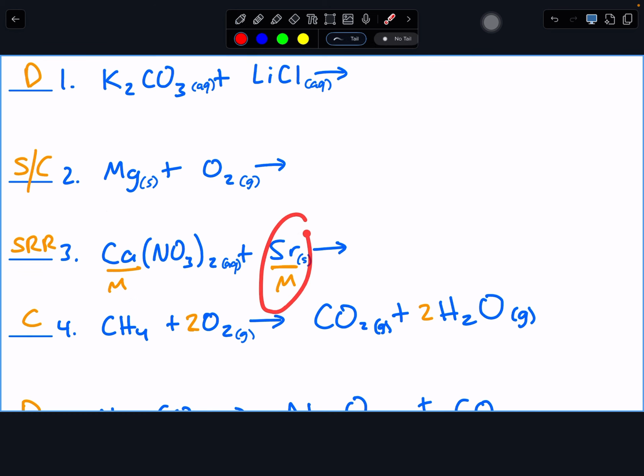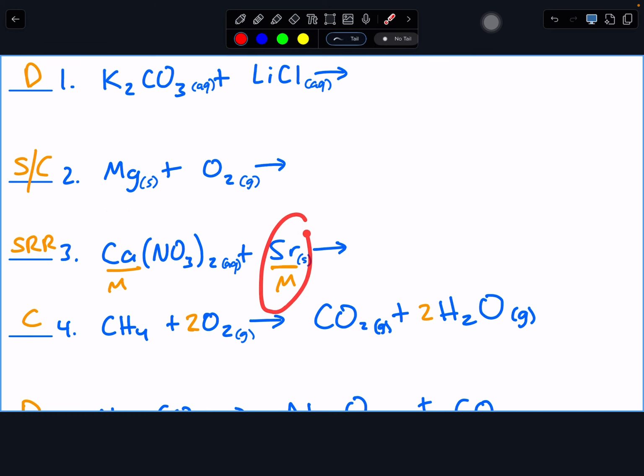And then what's the state of matter here? Aqueous, because NO3 is soluble. And what's the state of matter for calcium? It's a solid, because calcium is a metal. Correct.